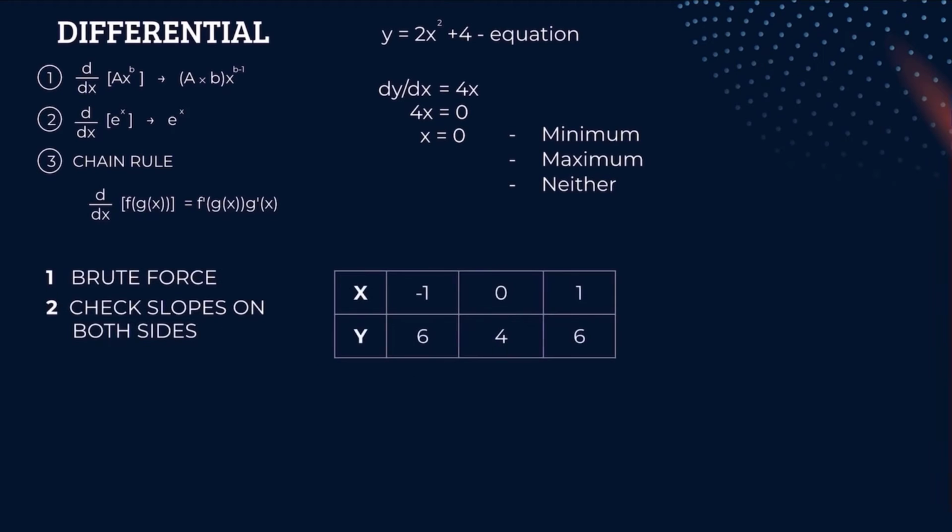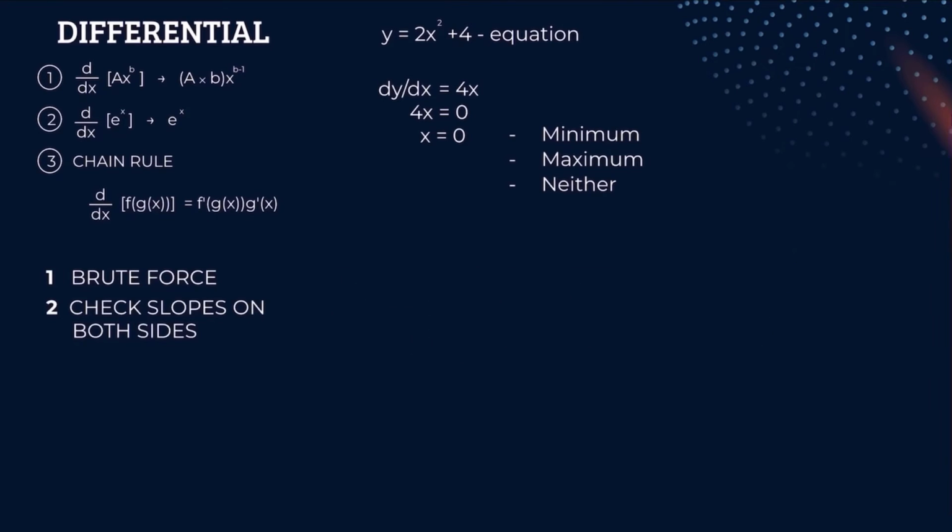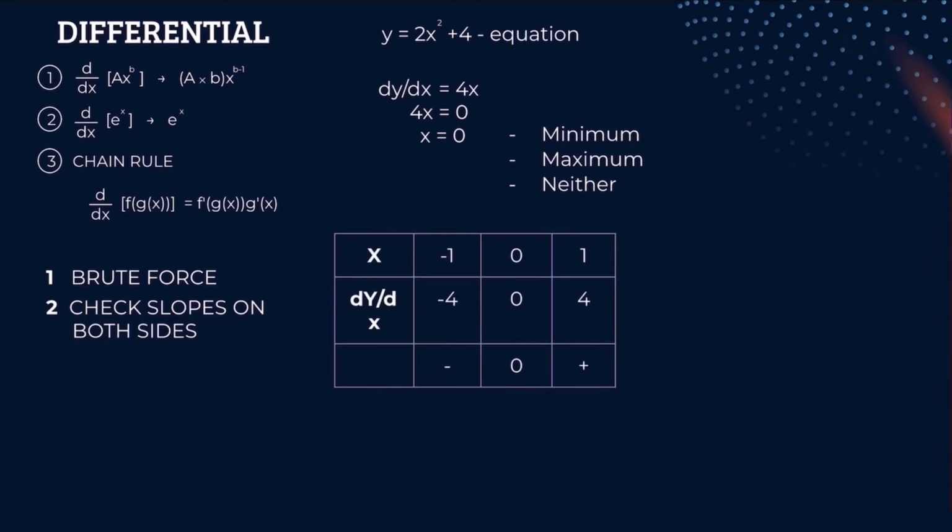For brute force, we get an xy table and find below, at, and above, and this shows a minimum. For checking the slopes on both sides, we create a sign chart, and below, at, and above, and this also shows the minimum. The idea of finding the absolute minimum is brought to gradient descent.